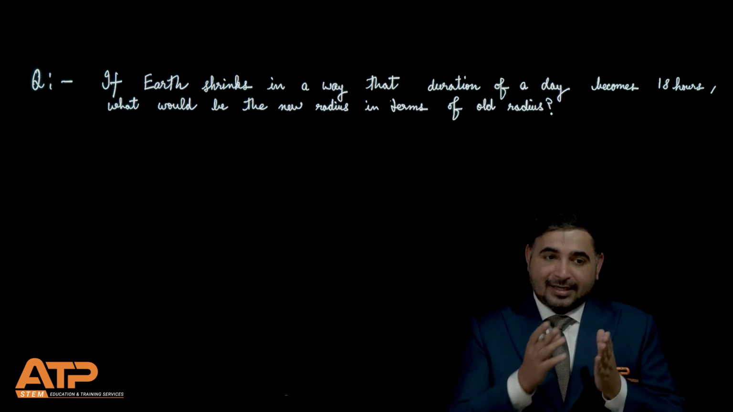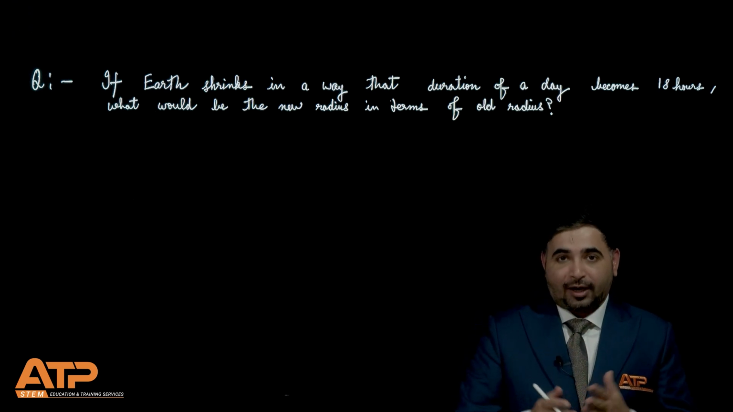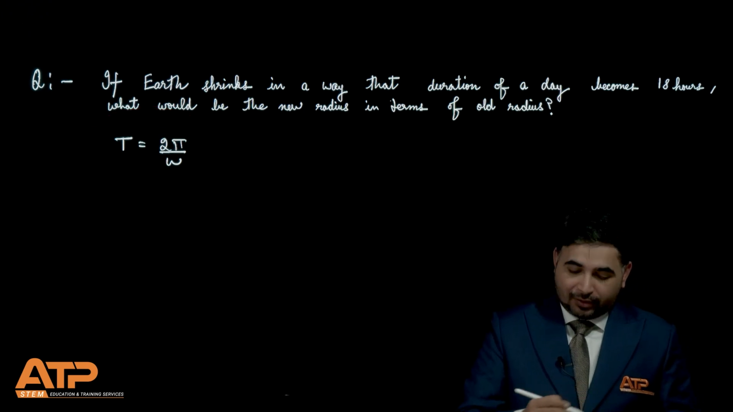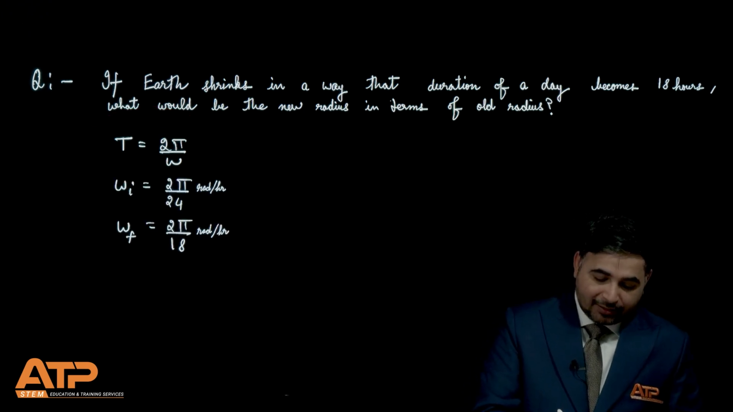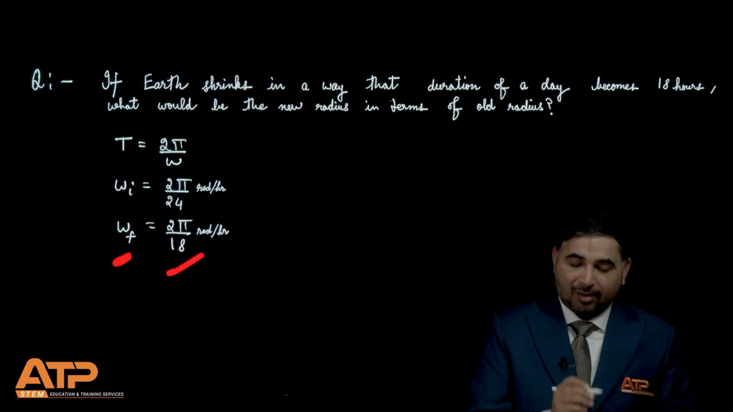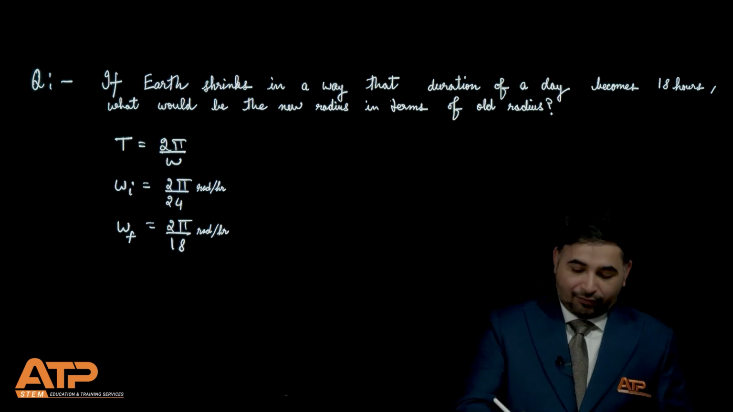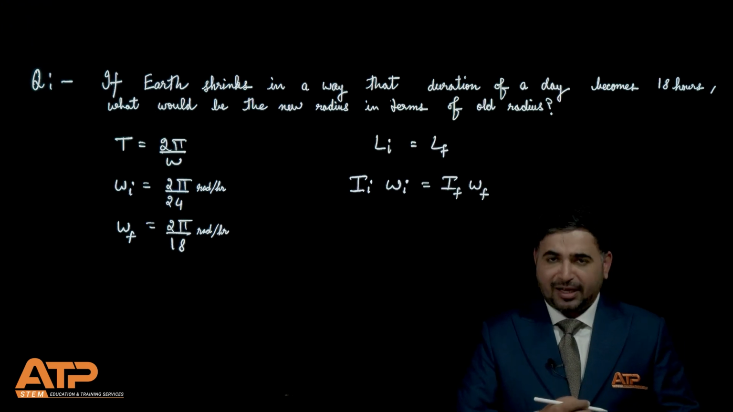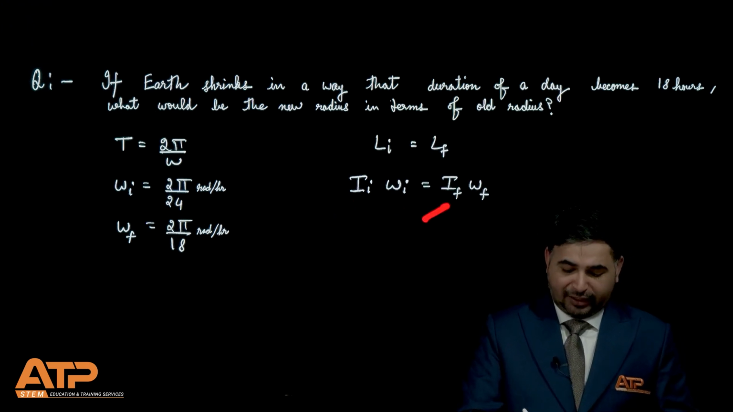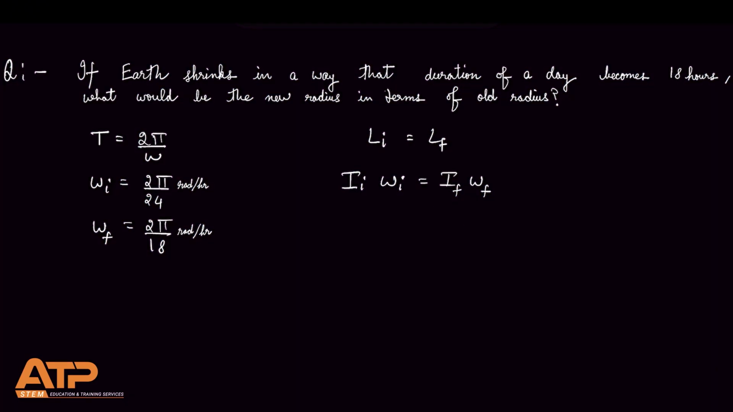Okay? So here time is related to omega. How? T is equal to 2 pi by omega. So initial omega is 2 pi by 24 hours. Final omega is 2 pi by 18 hours. And if we use our conservation of angular momentum equation, I initial omega initial equals I final omega final. And then we put the values.